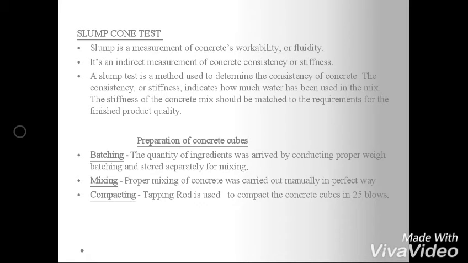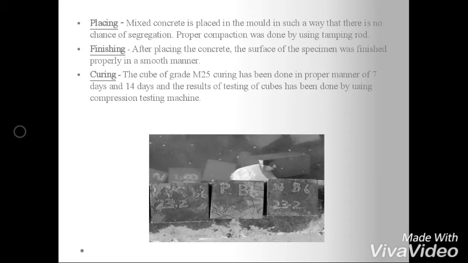So, slump cone test. Slump cone tests are carried out in order to find the workability of concrete. So, preparation of concrete cubes. Batching: the quantity of ingredients was arrived at by proper weight batching and stored separately for mixing. Proper mixing of concrete was carried out manually. For compacting, we compact the concrete by giving 25 blows using a tamping rod. Placing: the mixed concrete is placed in a mold in such a way that there is no chance of segregation. Proper compaction was done using a tamping rod. Finishing: after placing the concrete, the surface of the specimen was finished properly in a smooth manner.